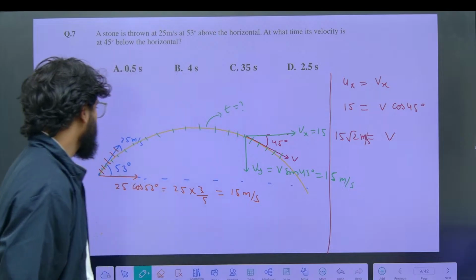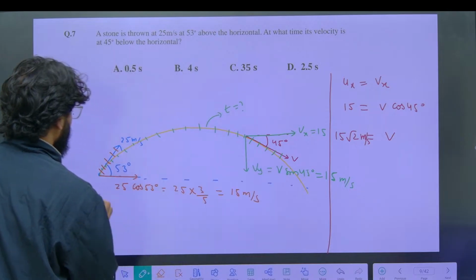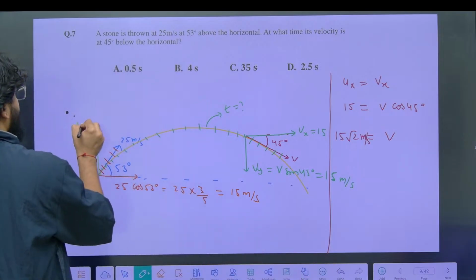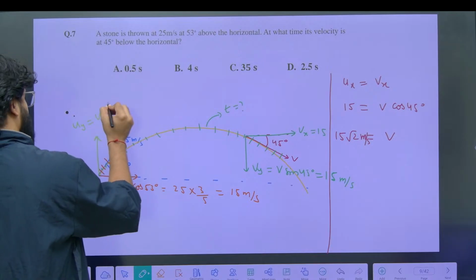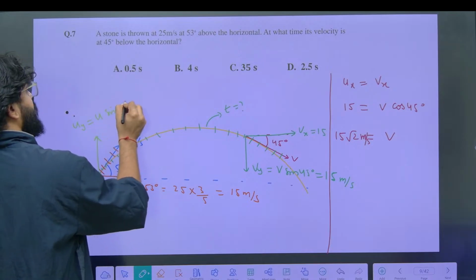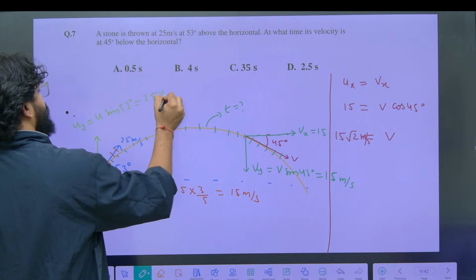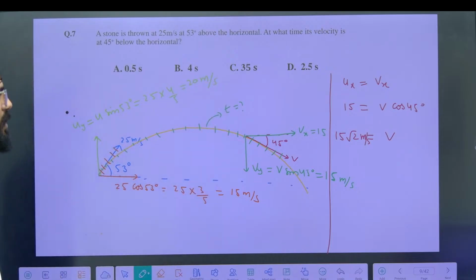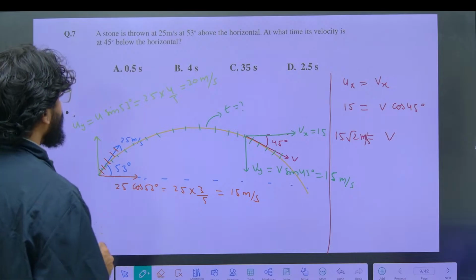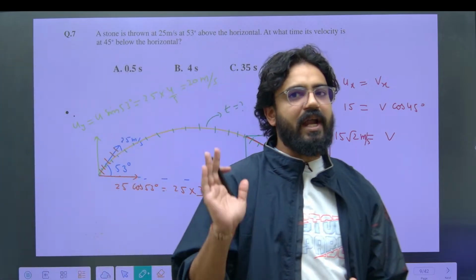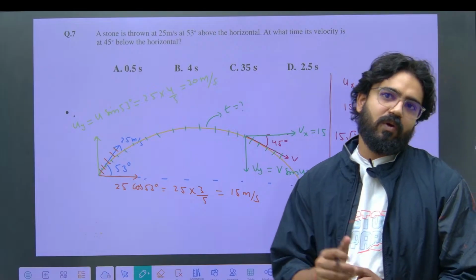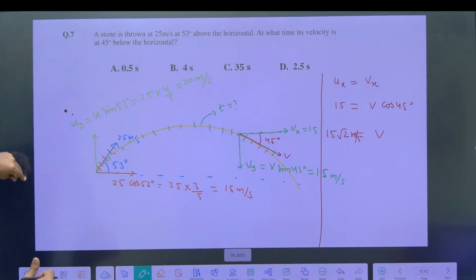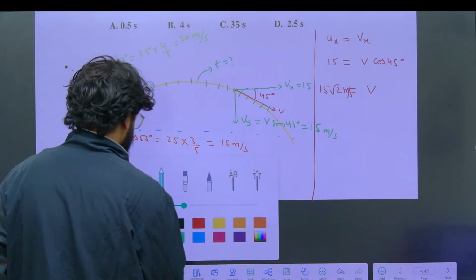So initially what was the velocity in y direction? That is uy, which will be u sine 53, which will be 25 into 4 by 5, so 20 meter per second, correct? Chaliye. So now the initial velocity in y direction is 20 meter per second. The final velocity in y direction is negative 15 meter per second. From there we can calculate time, right? A similar type of question we have done in our class as well.